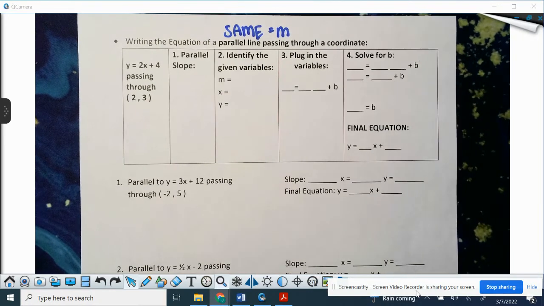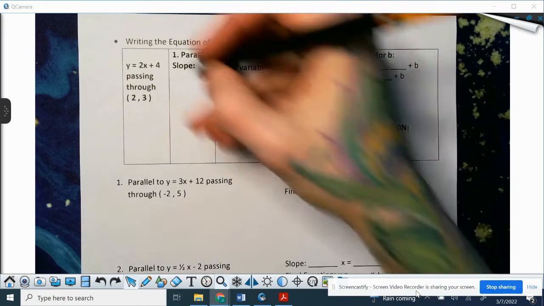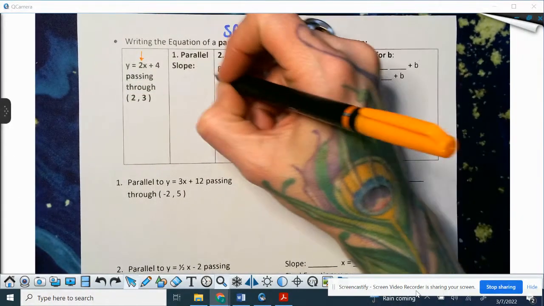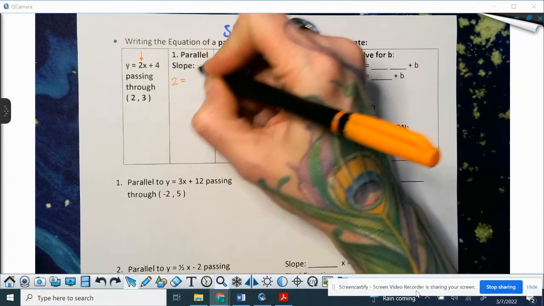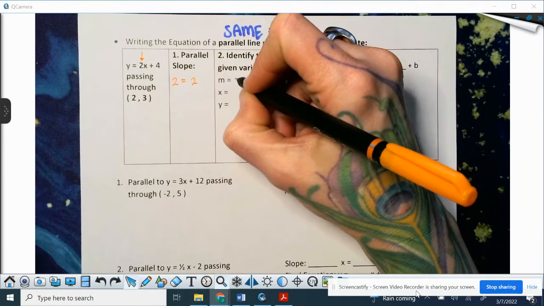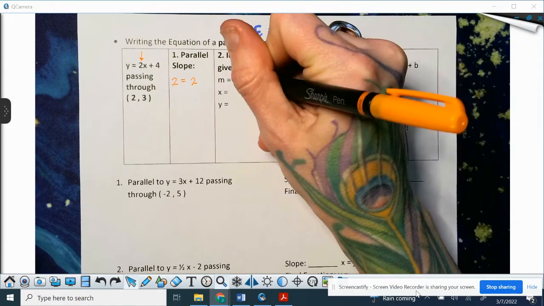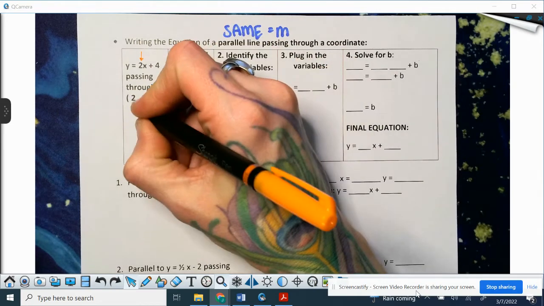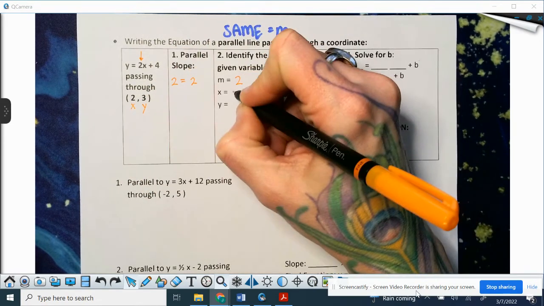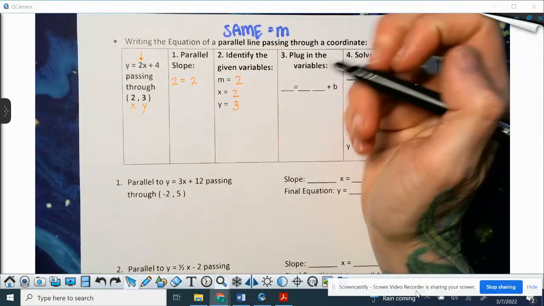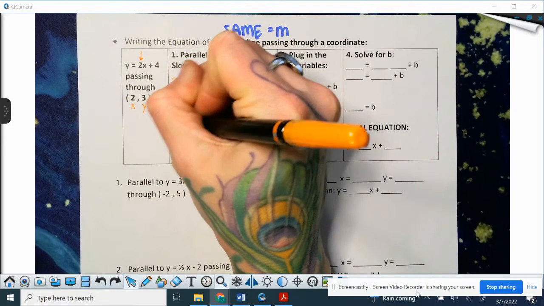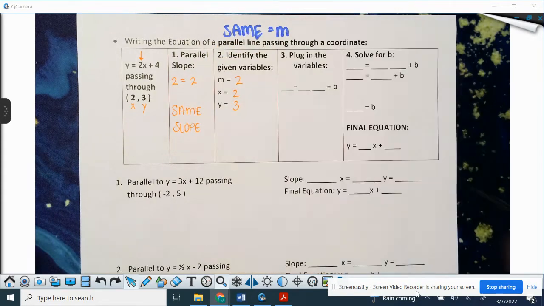So when it's given to you in slope-intercept form, like our first example, y equals 2x plus 4, you need to identify that your m value is 2. So if our m value is 2, then the parallel slope, which would be the same, is going to be 2. So our m value in our new equation is going to be 2. And then it's going to pass through, and remember this is x and y, so 2 and 3.